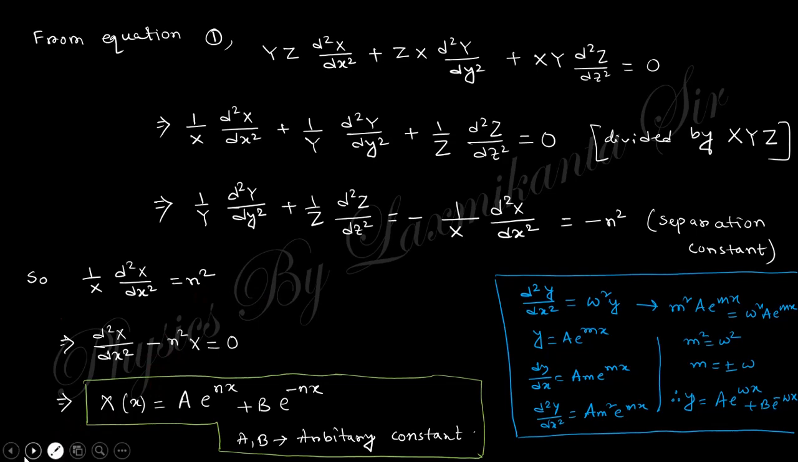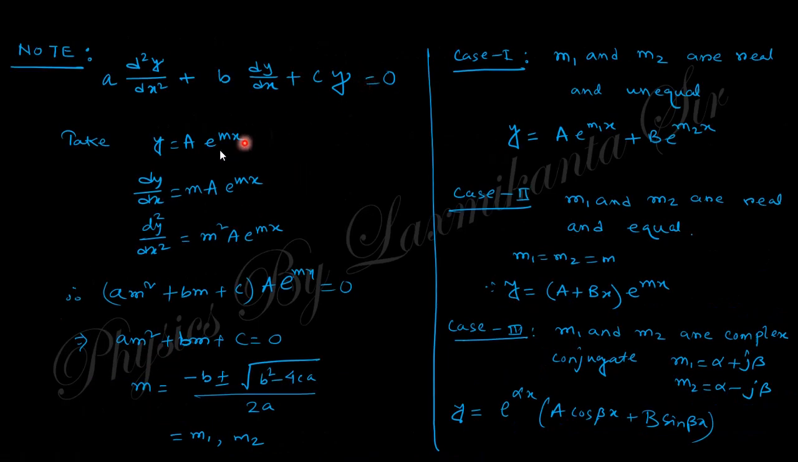I think you learned this in class 12 mathematics. If any second order differential equation is like that, you can take a series solution, and from the previous Frobenius method, you know how the second order differential equation is solved as a series solution. So y is taken as a e to the power mx. If you take the first derivative with respect to x, you will get m a e to the power mx, and the second derivative gives m square a e to the power mx.